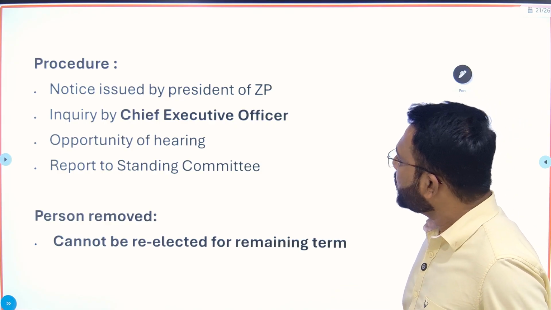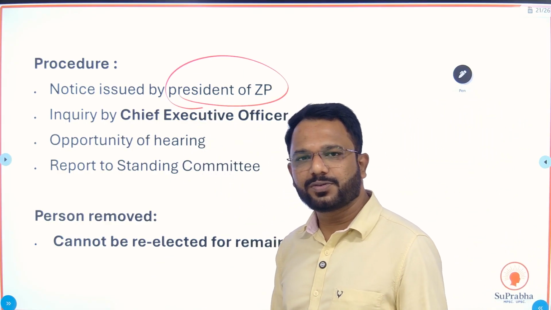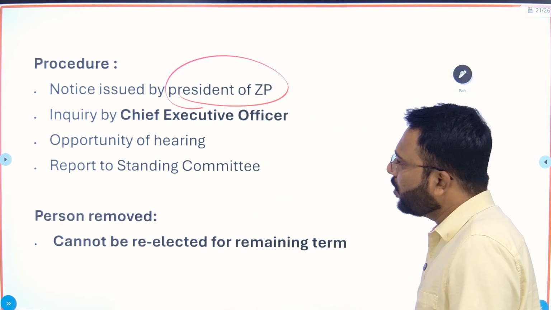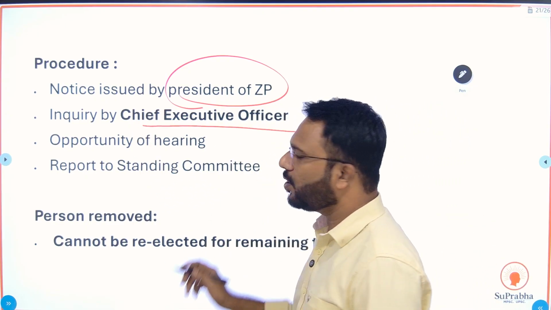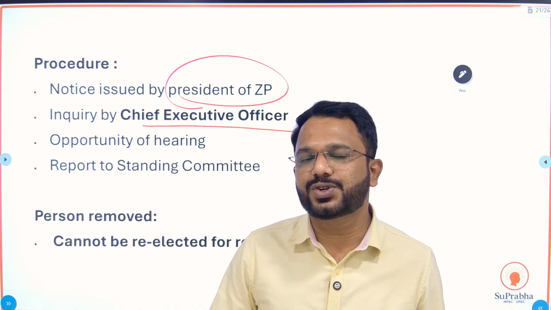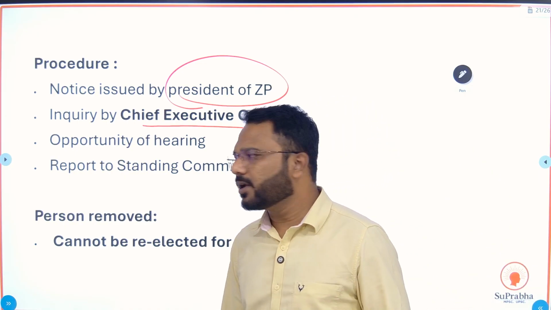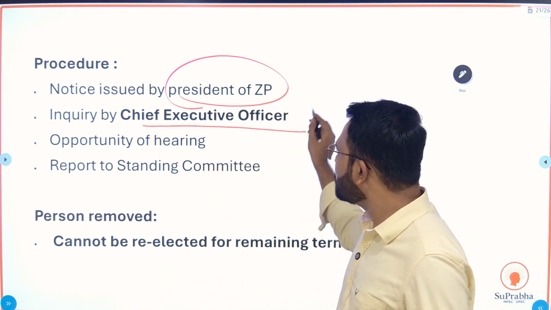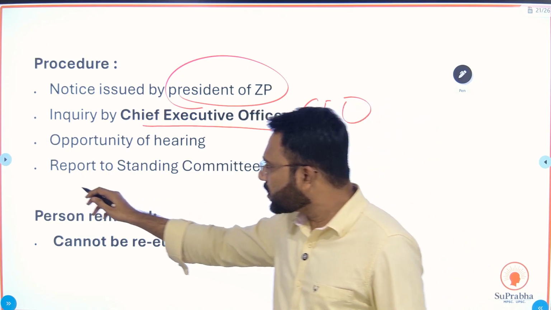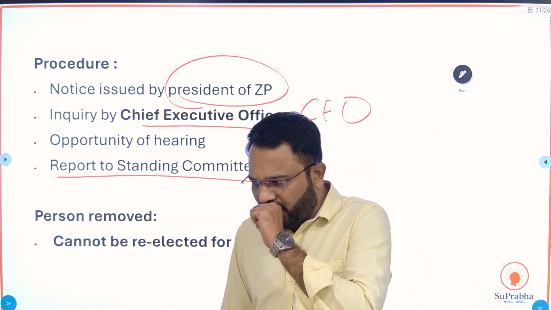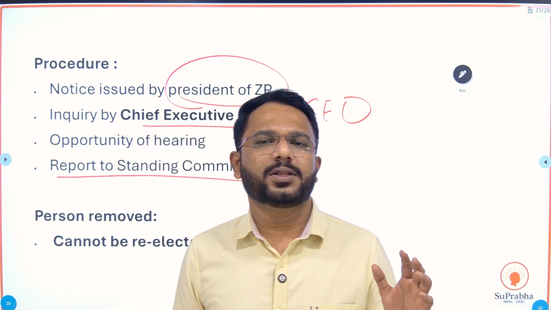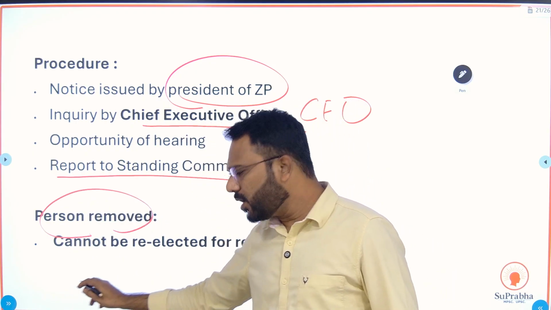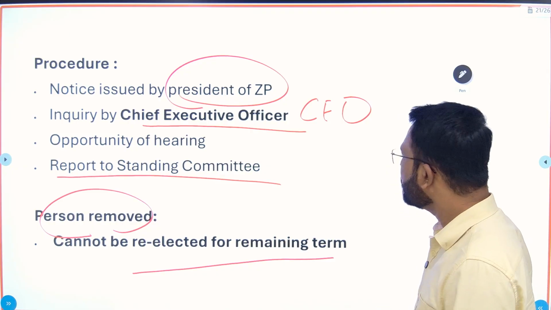Let's go through the procedure. The president of Jilla Parishad gives a notice and convenes a committee. Okay, then the committee is headed by the Chief Executive Officer to inquire into the matter and the allegations based on the 4 grounds we have discussed earlier. Okay, and after inquiring into all the allegations, the CEO, the Chief Executive Officer, submits the report to the standing committee. And once the standing committee finds the allegation true, the person is removed from that post. And once the person is removed, he cannot be re-elected for the remaining term of the Gram Panchayat.